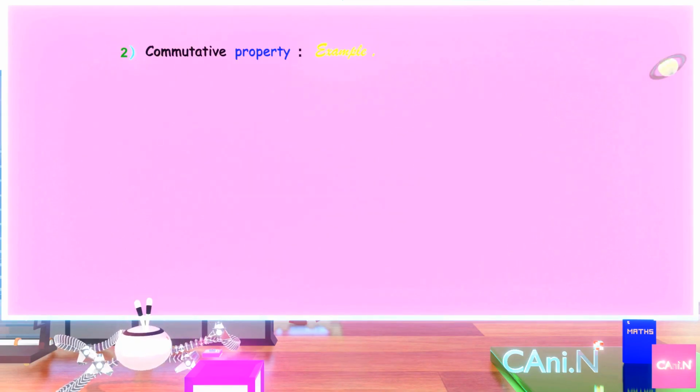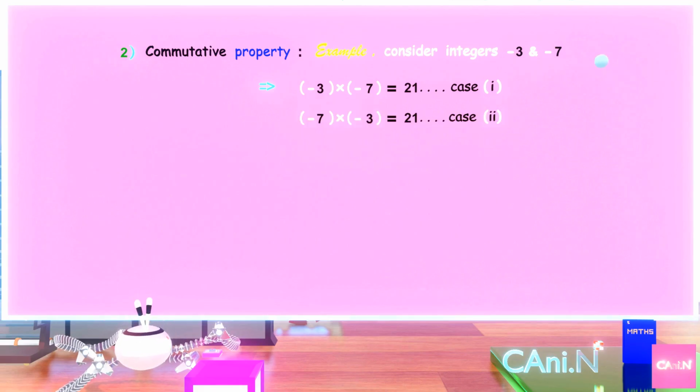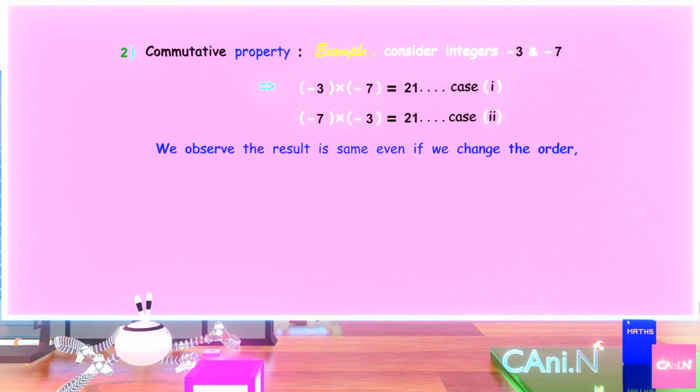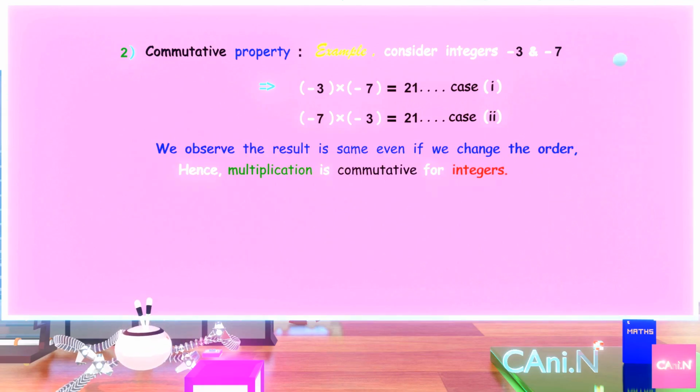Commutative property. Example. Consider integers minus 3 and minus 7. Minus 3 into minus 7 equals 21. Minus 7 into minus 3 equals 21. We observe the result is the same even if we change the order. Hence, multiplication is commutative for integers. In general, if a and b are two integers, then a into b equals b into a.